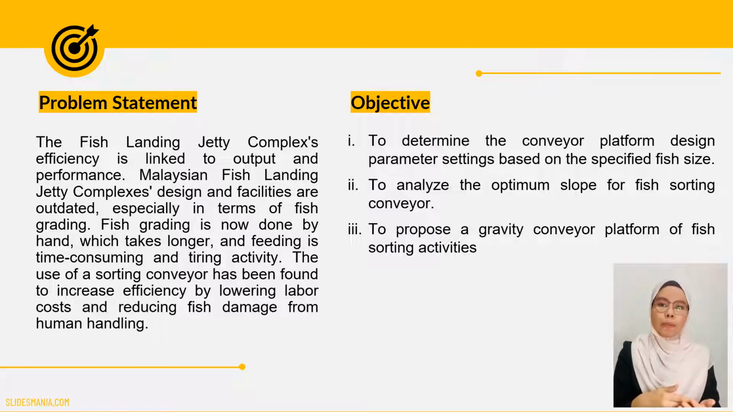from human handling. The main objective of this project is to determine the conveyor platform design parameter setting based on the specific fish. Next is to analyze the optimal slope for the fish sorting conveyor, and last but not least is to propose a gravity conveyor platform for the fish sorting activity.